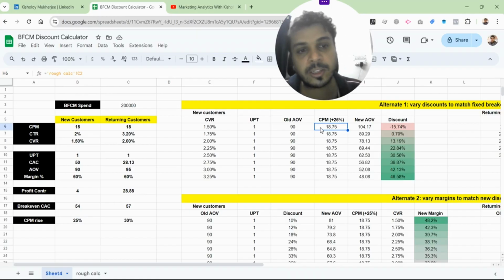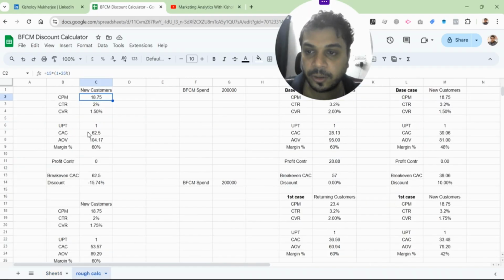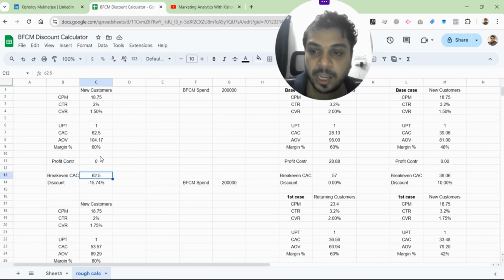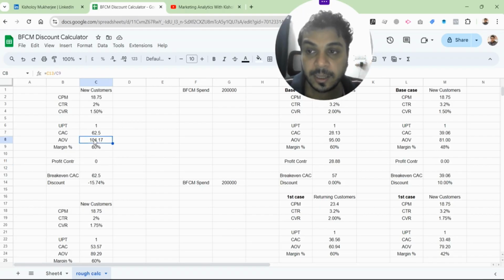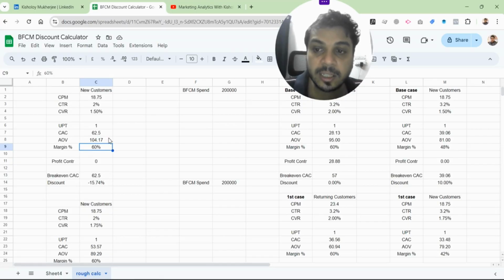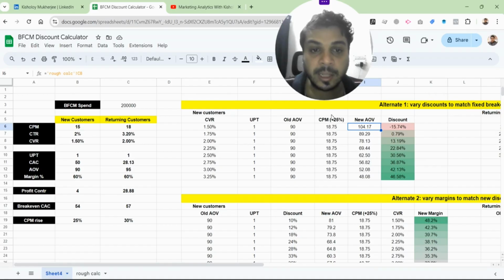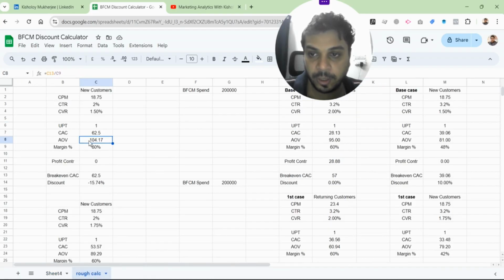Based on this, you're going to have a calculation of the new AOV. So how do we do that? That calculation has been done here. Basically, we're going to have a break-even CAC, which is going to be equal to the CAC, which means that we are talking about an absolute threshold, where there is no profit contribution. In that case, you will be able to calculate the AOV, because that is simply going to be the break-even divided by the margin percentage. So that's how we calculate the AOV. And so you have the new AOV as 104.17, as you can see here, it's C8, this one here.